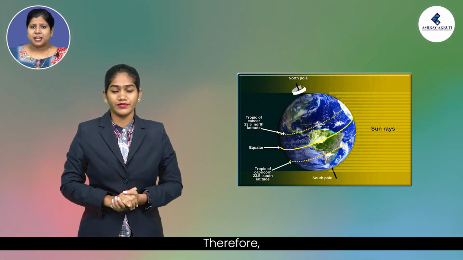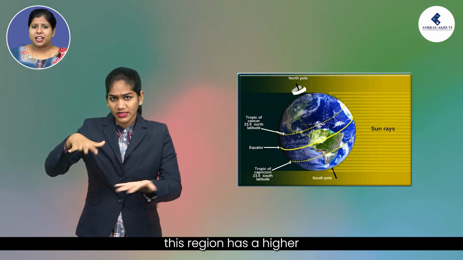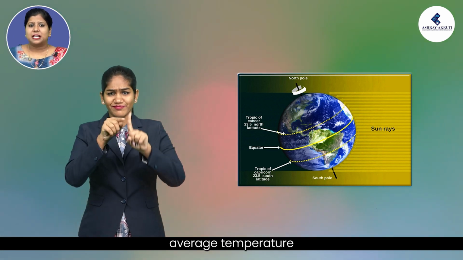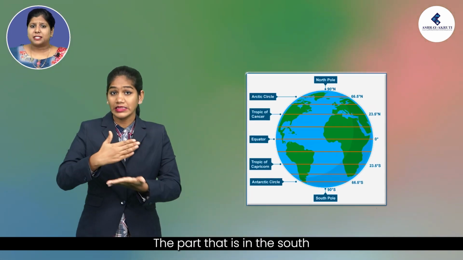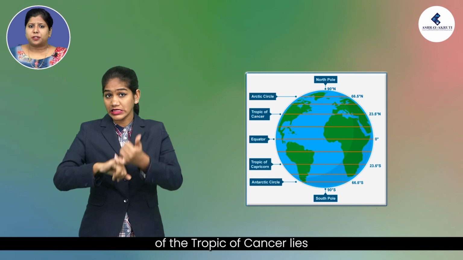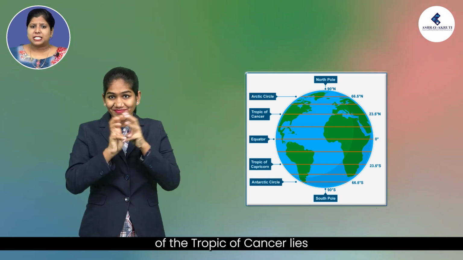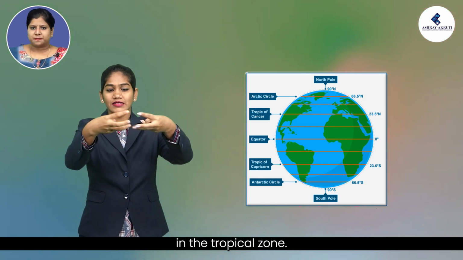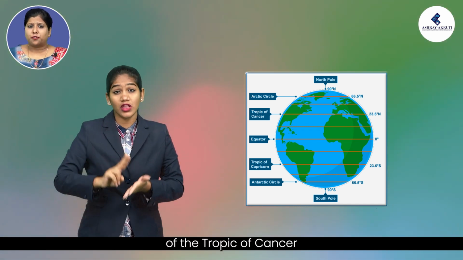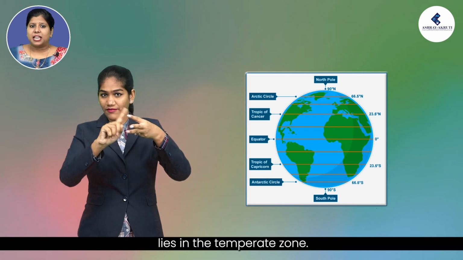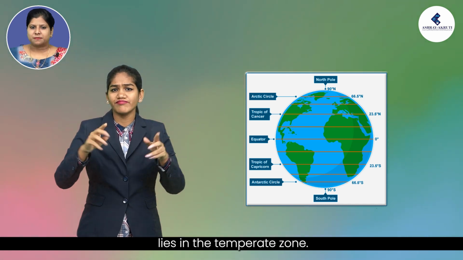Therefore, this region has a higher average temperature than the northern part. The part that is in the south of the Tropic of Cancer lies in the tropical zone. The part that is on the north of the Tropic of Cancer lies in the temperate zone.